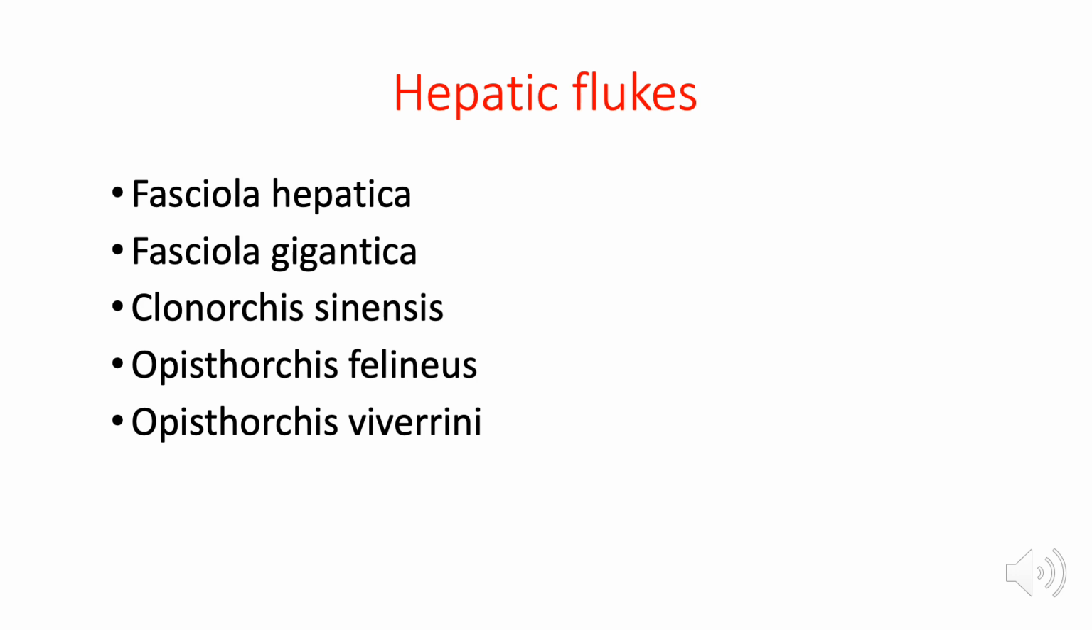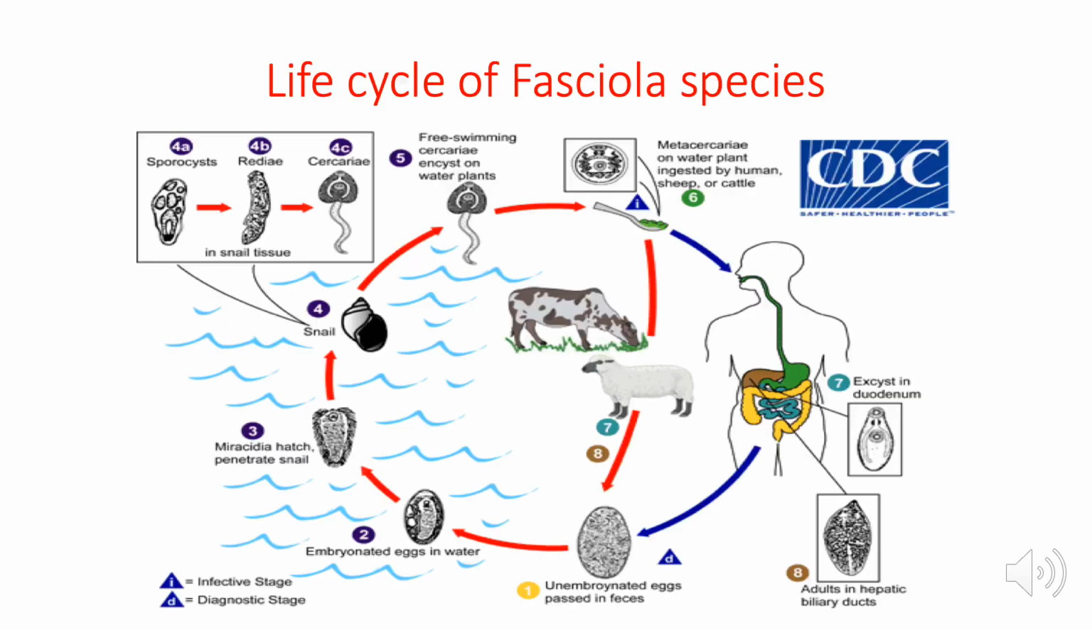These are our hepatic flukes. We have Fasciola hepatica, Fasciola gigantica, Clonorchis sinensis, Opisthorchis felineus, and Opisthorchis viverrini. We will now discuss the life cycle of our first two hepatic flukes, Fasciola hepatica and Fasciola gigantica.